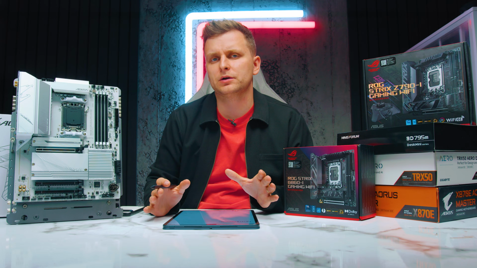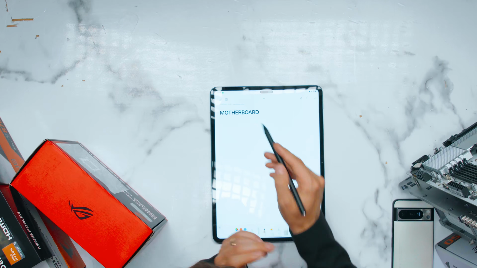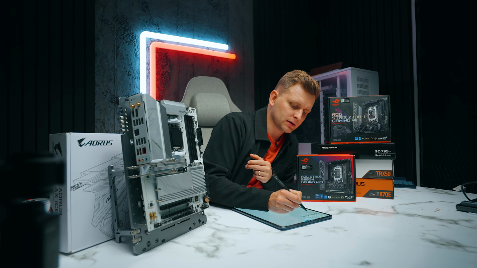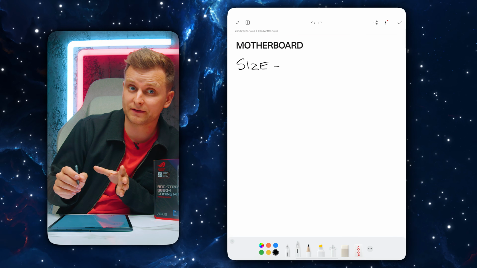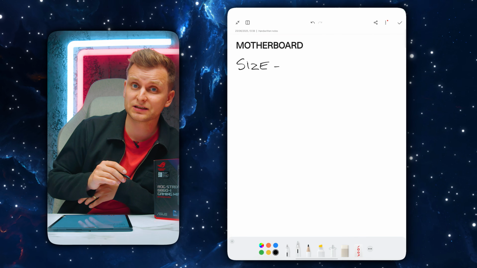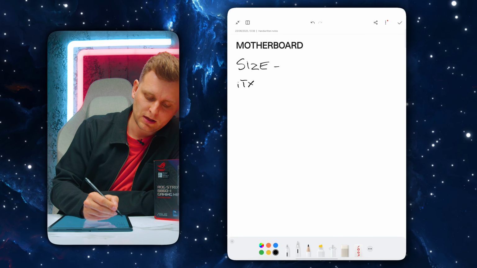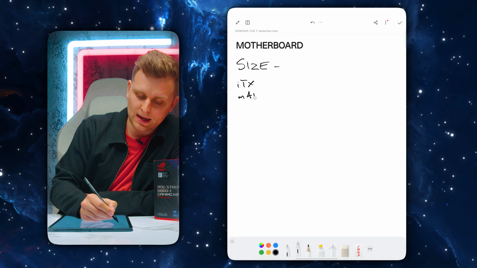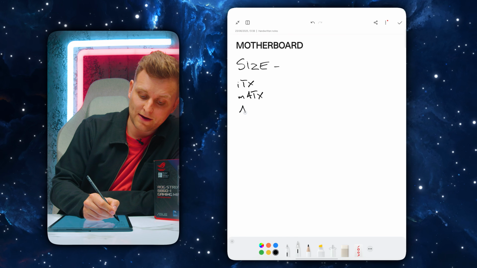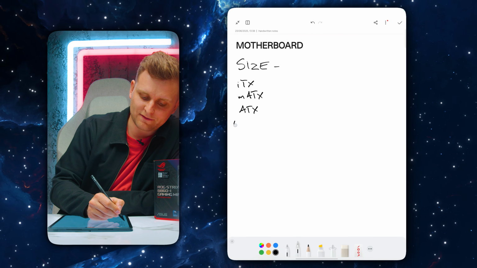One of the first things I want to talk about is motherboard size, because when we're talking about sizes, there are actually different types. So I'm going to start from the smallest one. We have ITX, we have M-ATX, then we have ATX, and then we have EATX.